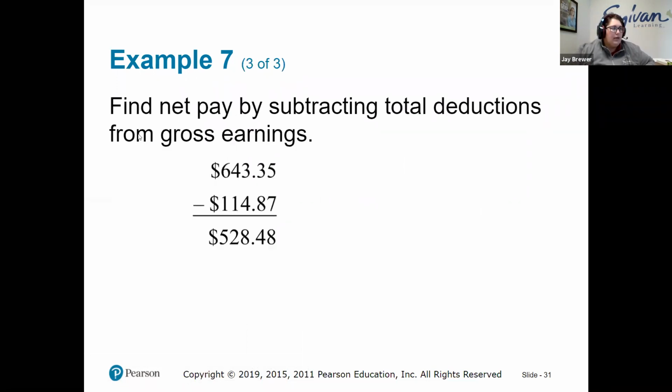Find the net pay by subtracting the total deductions from the gross amount. So per week, this person's taking home $528.48.